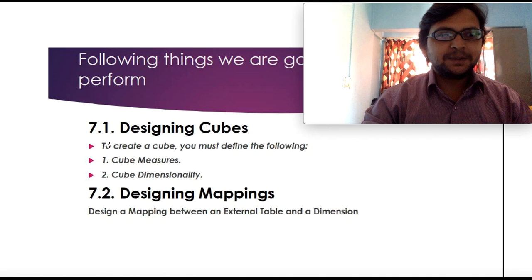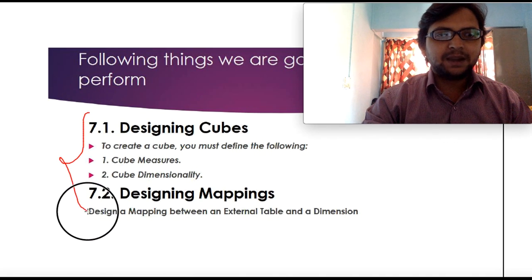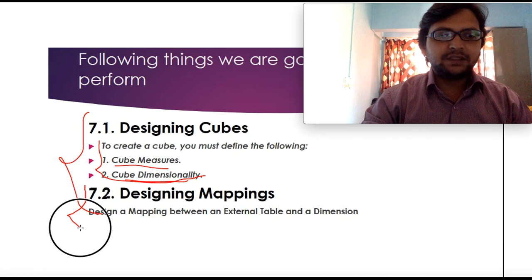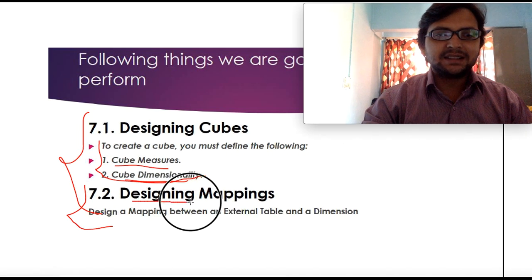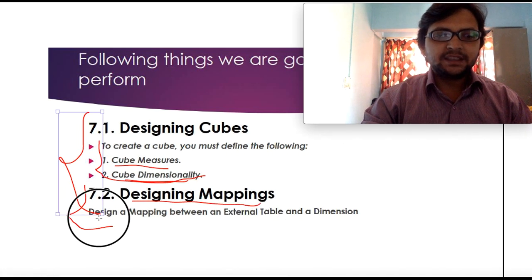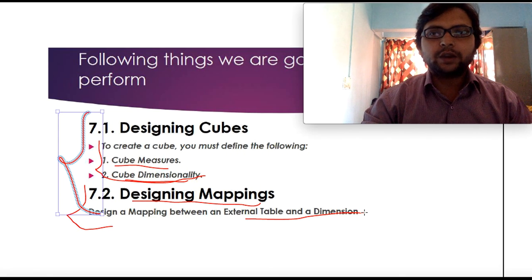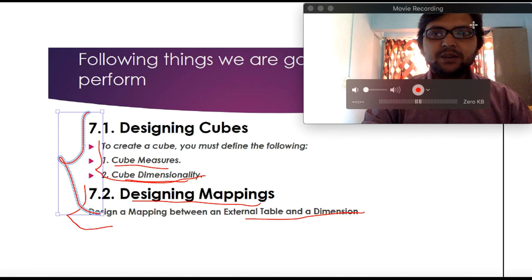In this particular practical, we are going to discuss designing cubes, which is divided into two parts, or you can say some necessities required to design a cube. One is cube measures and the second is cube dimensionality. The second part of this practical covers designing mappings, in particular designing a mapping between an external table and dimensions. So this is what we are going to discuss in this lecture, or you can say practical. Let's start doing the same.